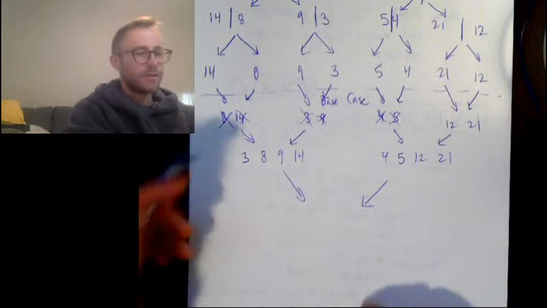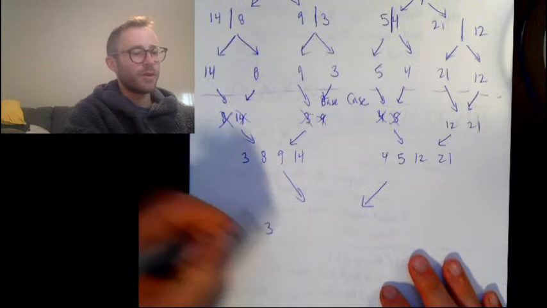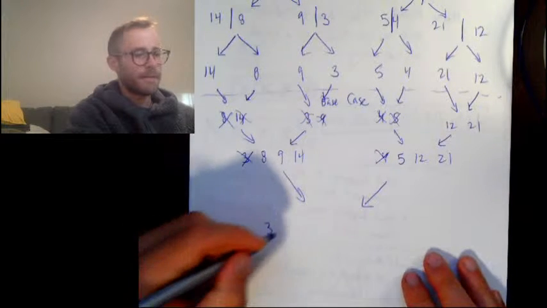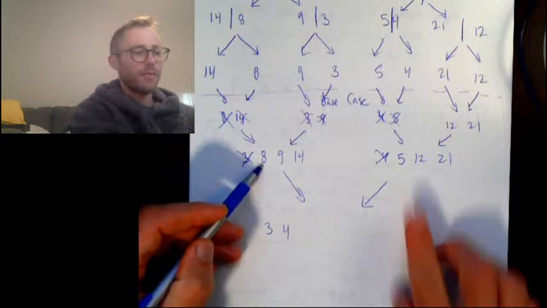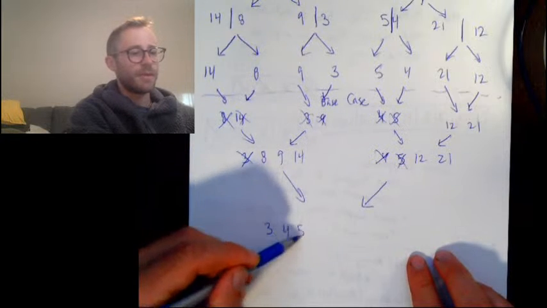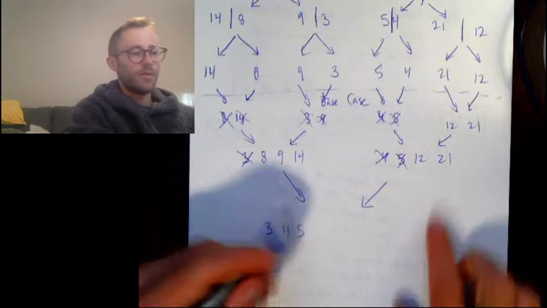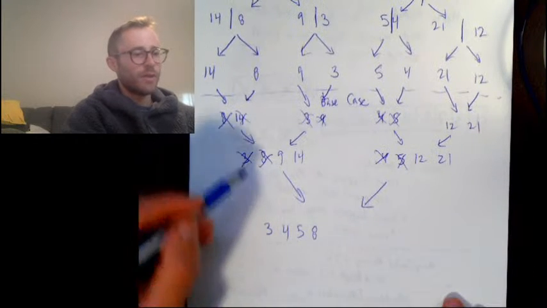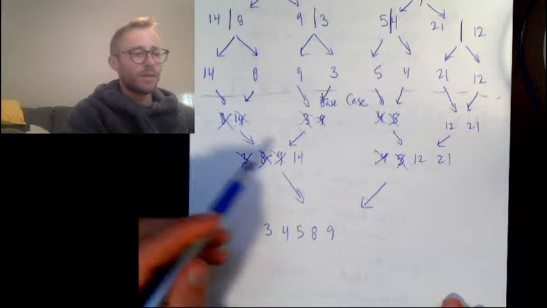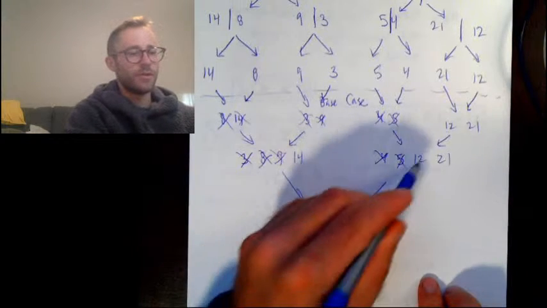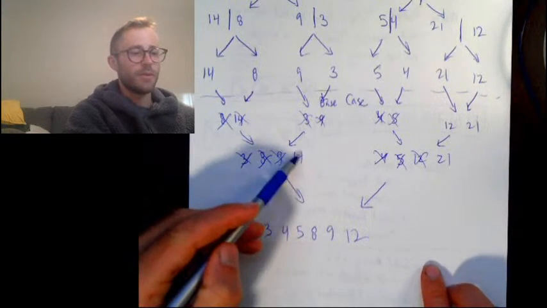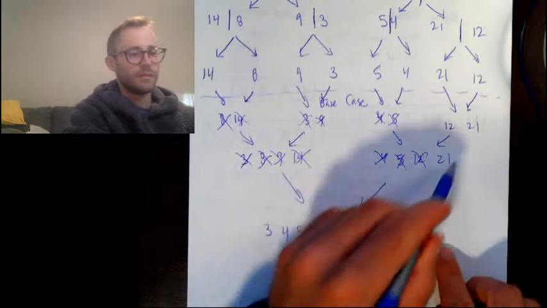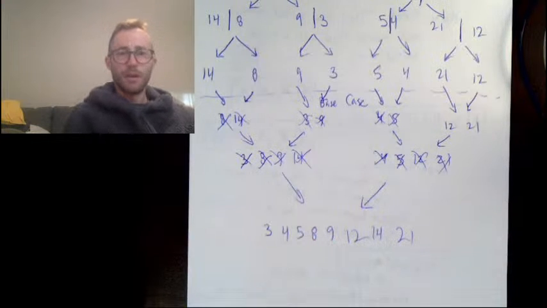Okay? So comparing 3 with 4, I put 3 in front. Comparing 4 with 8, I put 4 in front. Comparing 8 with 5, I put 5 in front. Comparing 8 with 12, I put 8 in front. Comparing 9 with 12, I put 9 in front. Comparing 14 with 12, I put 12 in front. Comparing 14 with 21, I put 14 in front. And then 21.